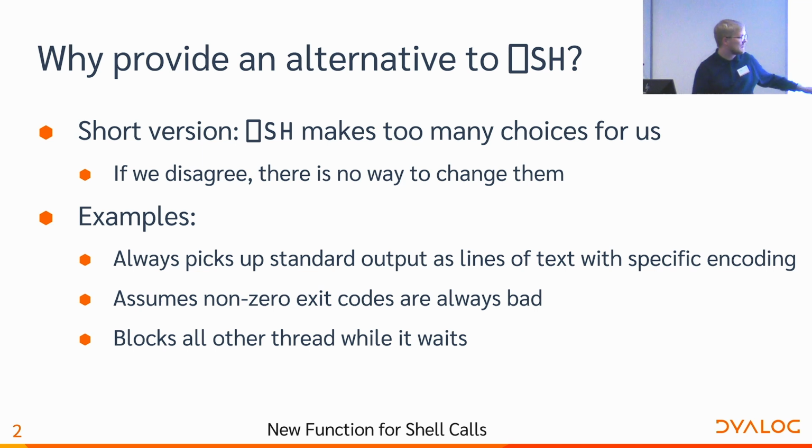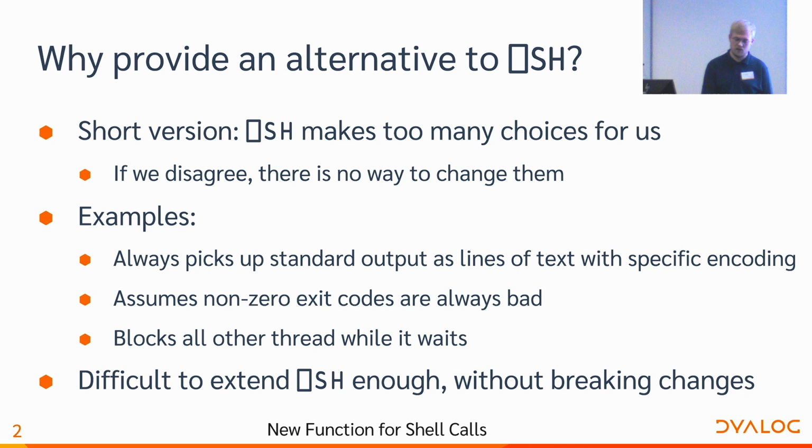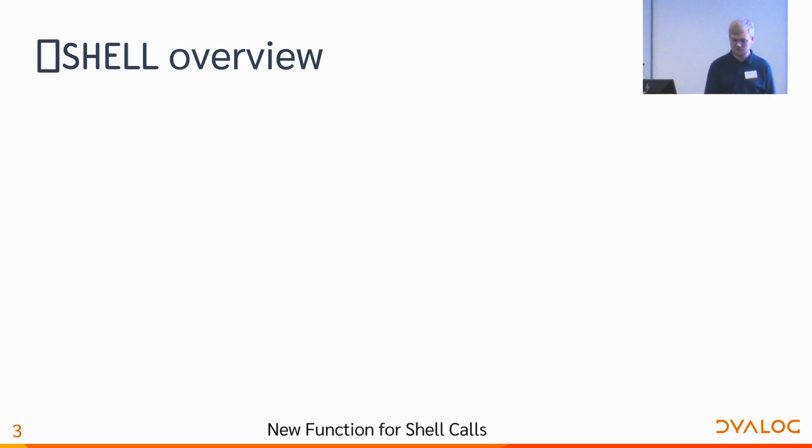The last one, I think, is very important. Quad SH blocks all other APL threads while it waits for the child process to run. So it's not that easy to run something that takes a while with quad SH. You can't do other stuff in your APL session in the meantime. Maybe we could have extended quad SH, but it's easier just to have a new system function. Then you can continue using quad SH without worrying about any changes.